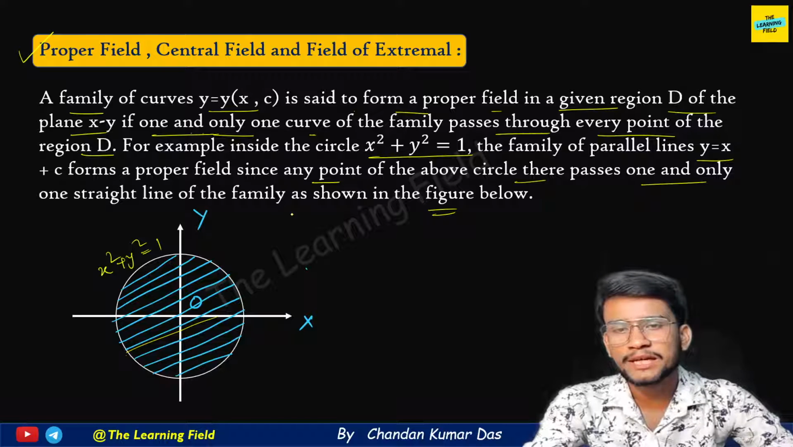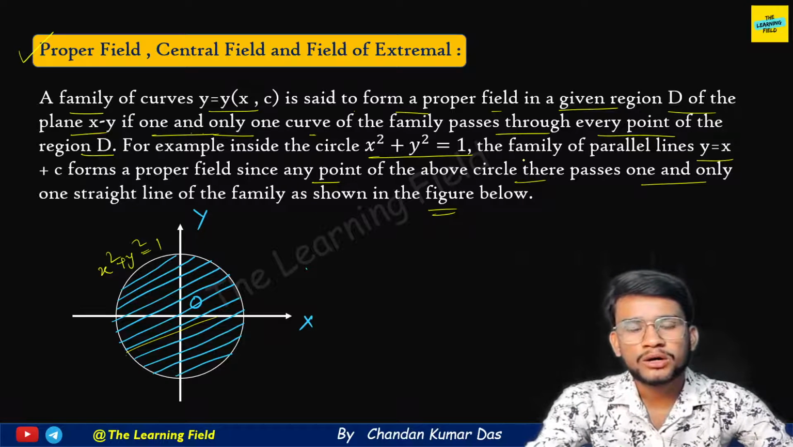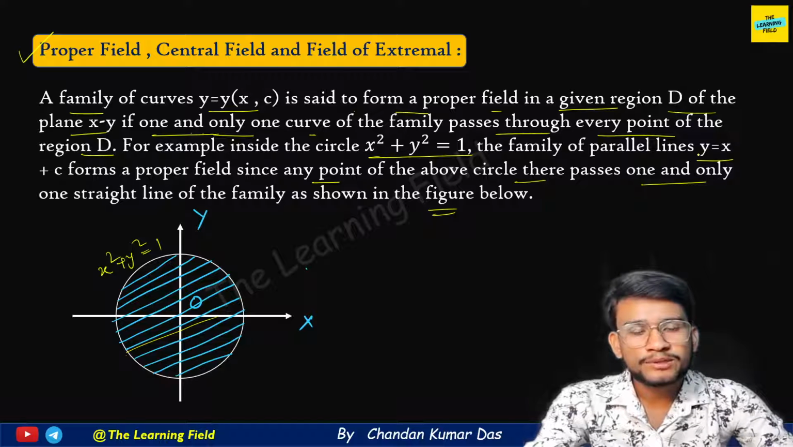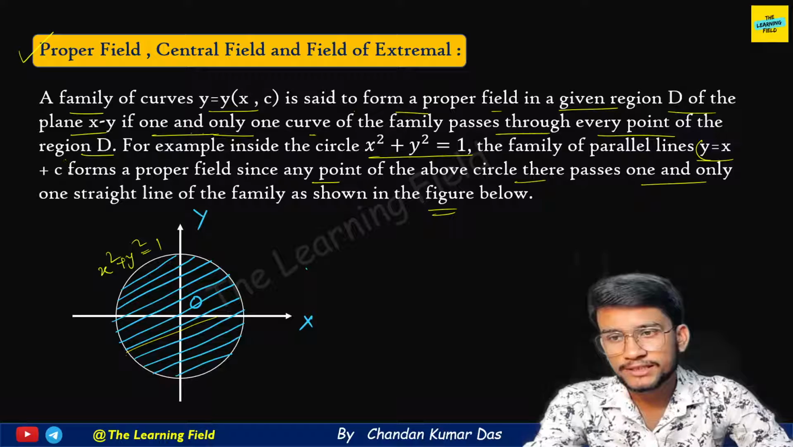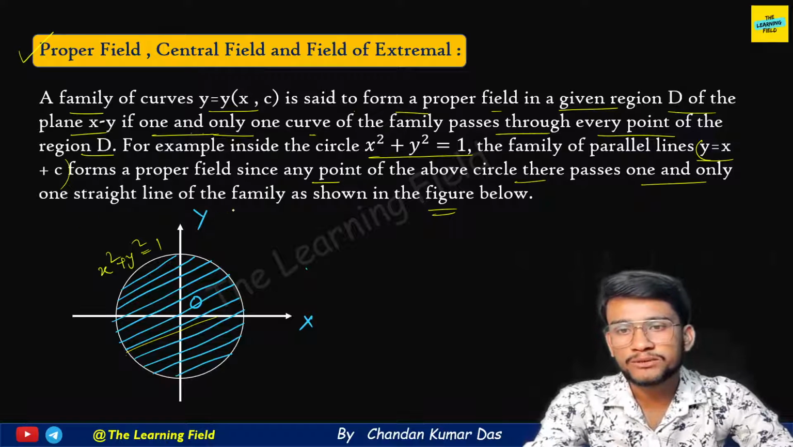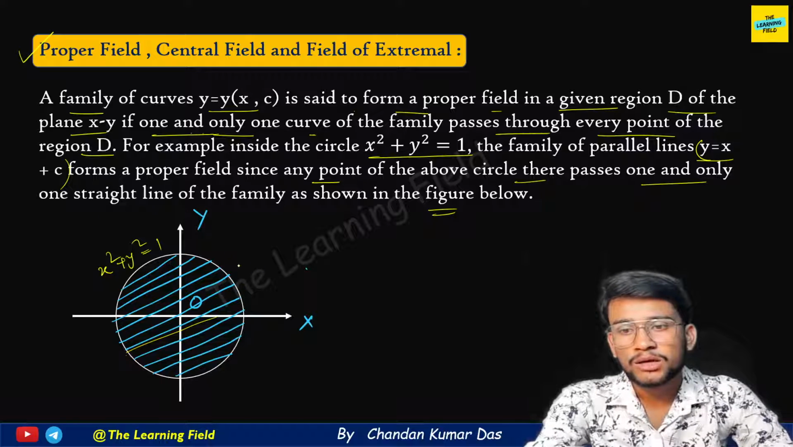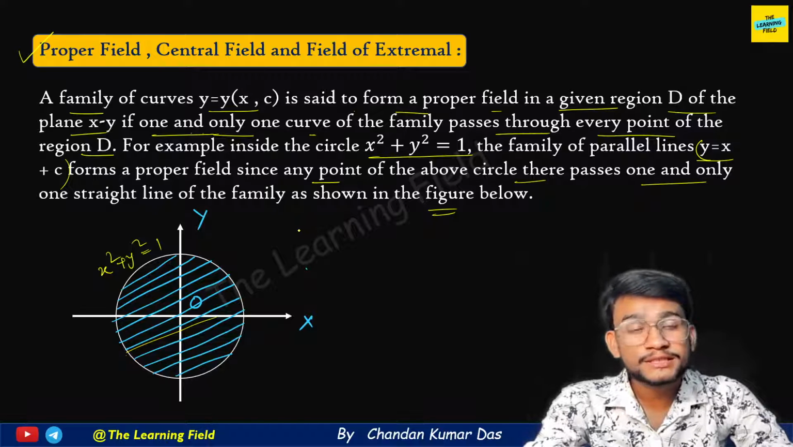See, here there is only one curve, y equal to x plus c, which are parallel lines, and which pass through the circle x square plus y square equal to 1. So this is the proper field.